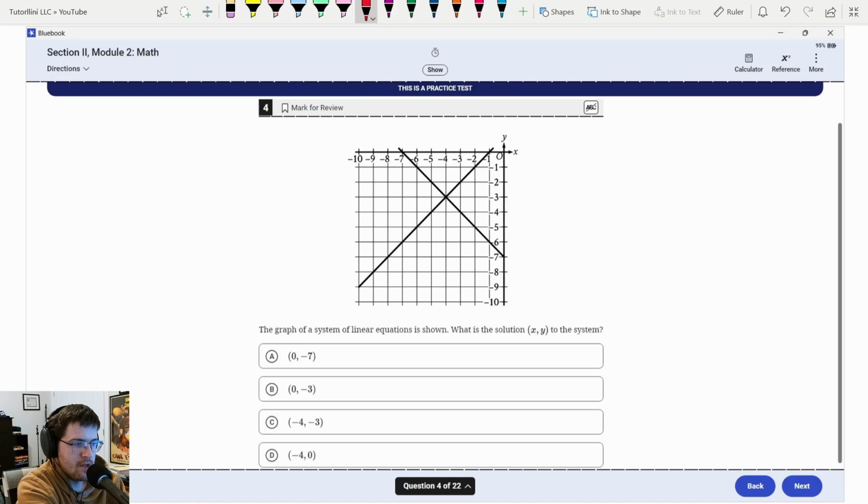Okay, question 4. So solution is a point of intersection. The two lines meet right there. Now we read the axes for the coordinates. X is -4 and Y is -3. So the solution to the system is -4 comma -3, X comma Y. And that gives us choice C.